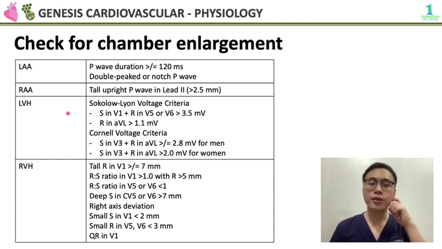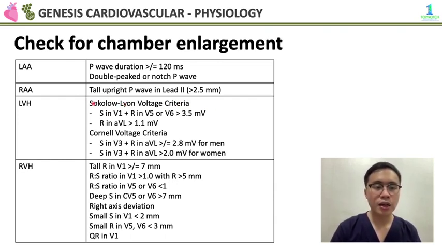We have 2 different sets of criteria: the Sokolow-Lyon and the Cornell. For Sokolow-Lyon, we get the S in V1 and add it to the R in V5 or V6. If it's more than 3.5 millivolts or 35 millimeters, that would be indicative of left ventricular hypertrophy. This is the criteria we use more often. Below that, there's also the Cornell criteria.